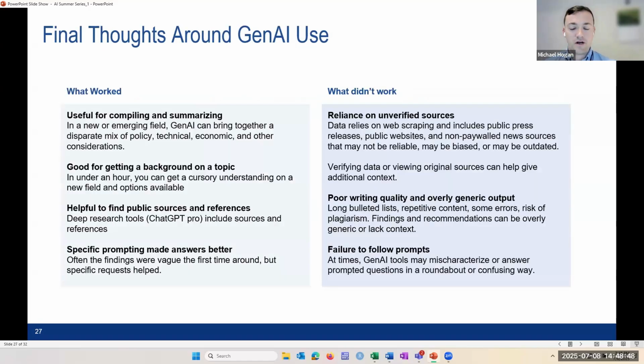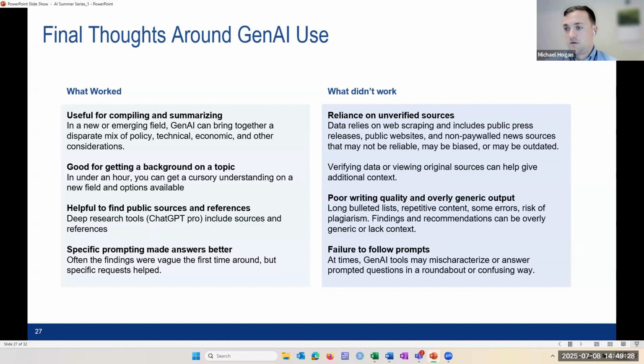So I just wanted to give a couple of final thoughts, which are going to mirror a few things that Jacob mentioned. I'm looking at it from a little bit more of, I'm less of an expert in the AI field, but see how some of these economic development questions could be answered. So what worked? It was very useful for compiling and summarizing. It was very good for getting, within an hour, a very cursory understanding of a brand new field, brand new topic. It was helpful to find public sources and references. So deep research tools, specifically thinking of ChatGPT Pro, include the sources and references. And specific prompting, as Jacob mentioned, made your answers better.